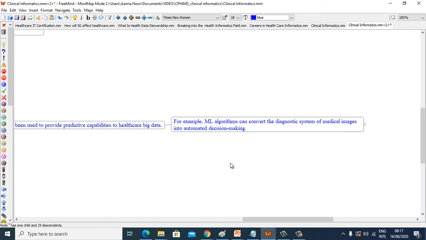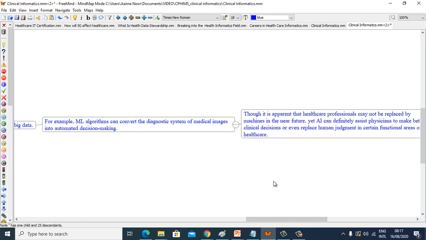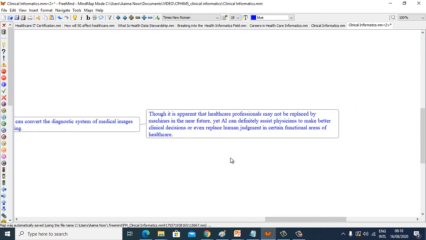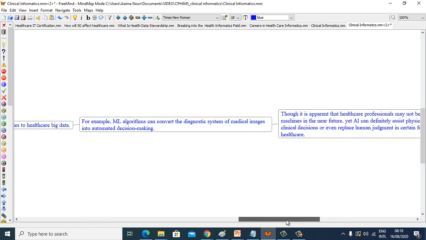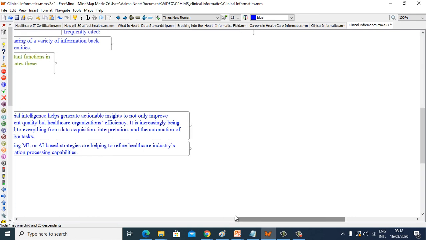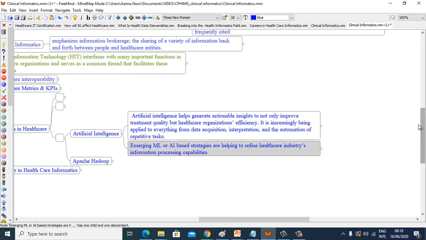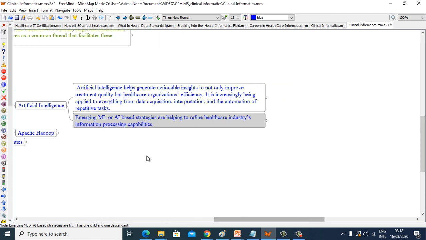For example, ML, machine learning algorithms can convert the diagnostic system of medical images into automated decision making. Though it is apparent that healthcare professionals may not be replaced by machines in the near future, yet AI, artificial intelligence, can definitely assist physicians to make better clinical decisions or even replace human judgment in certain functional areas of healthcare. Emerging ML or AI-based strategies are helping to refine healthcare industry information processing capabilities.